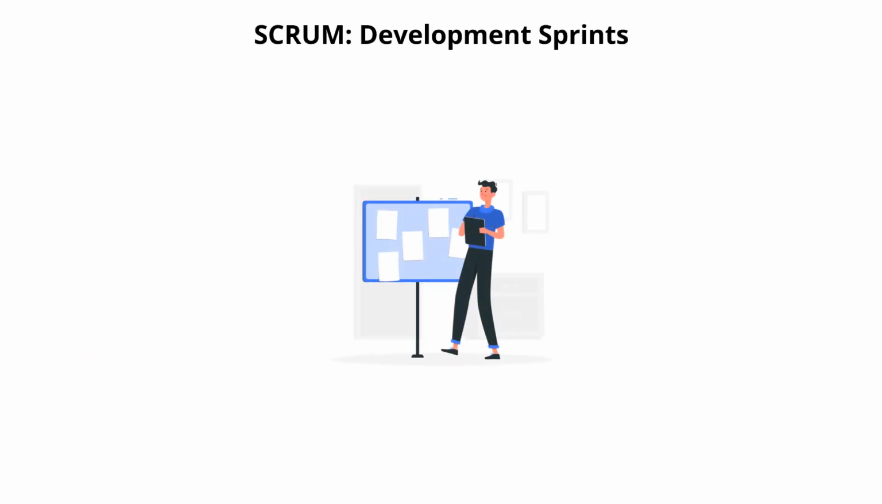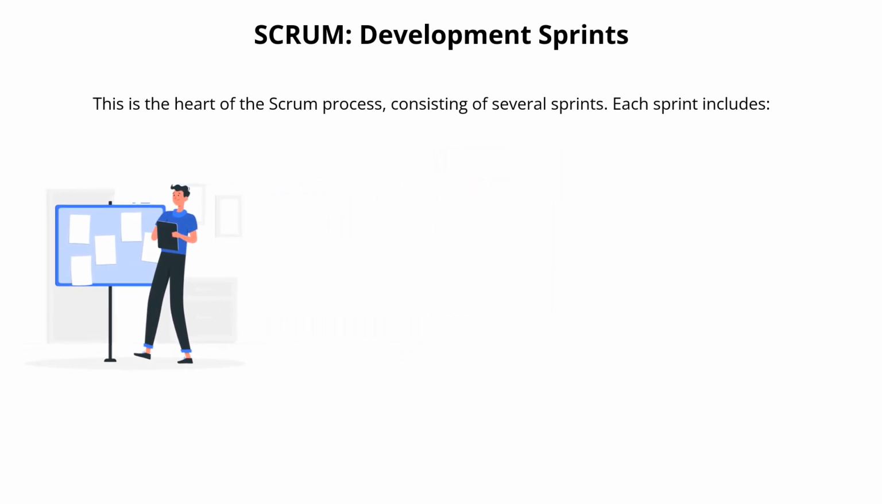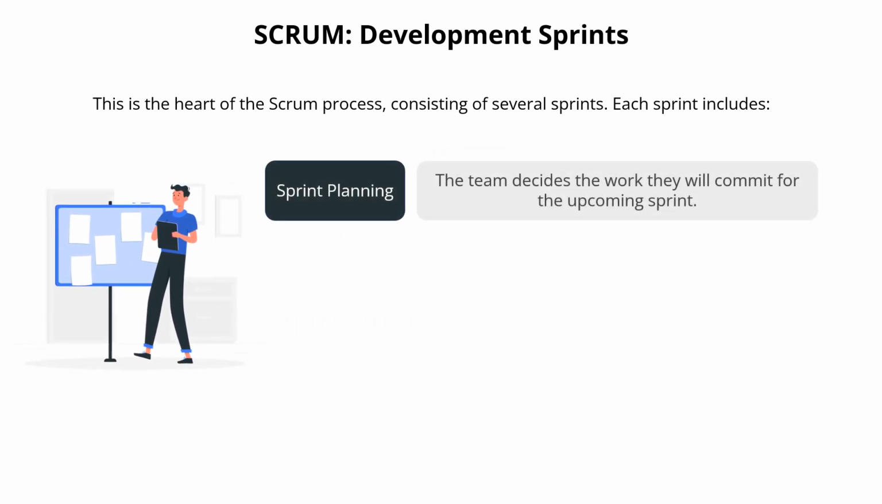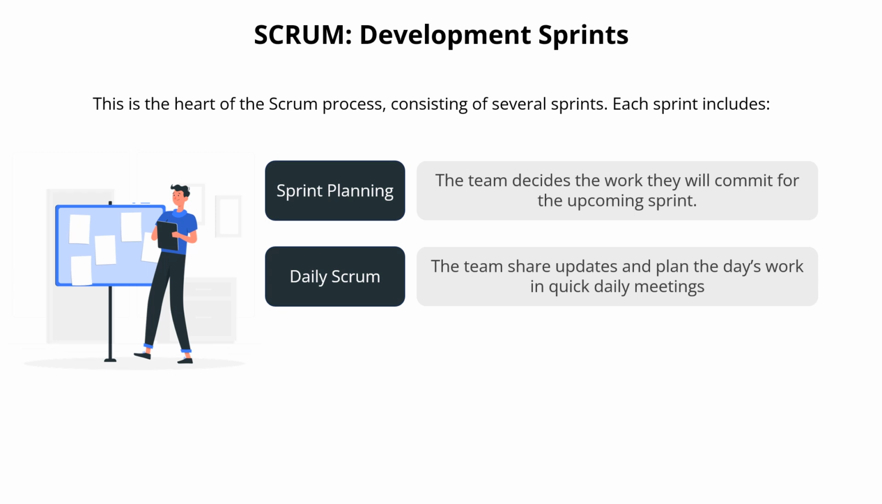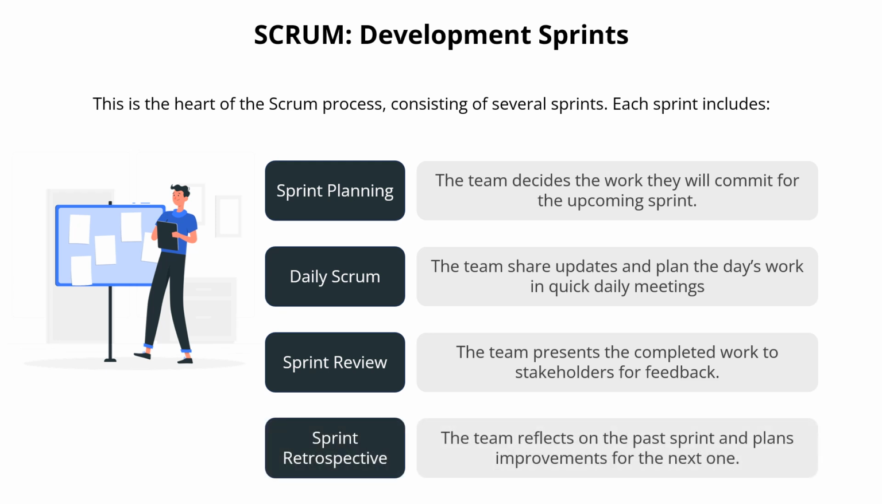The development sprints phase is the heart of the Scrum process, consisting of several sprints. Each sprint includes a sprint planning where the team decides the work they will commit for the upcoming sprint. Daily Scrum is a quick daily meeting to share updates and plan the day's work. In the sprint review, the team presents the completed work to stakeholders for feedback. And in sprint retrospective, the team reflects on the past sprint and plans improvements for the next one.